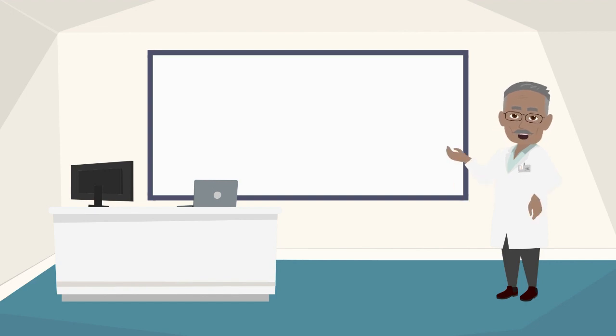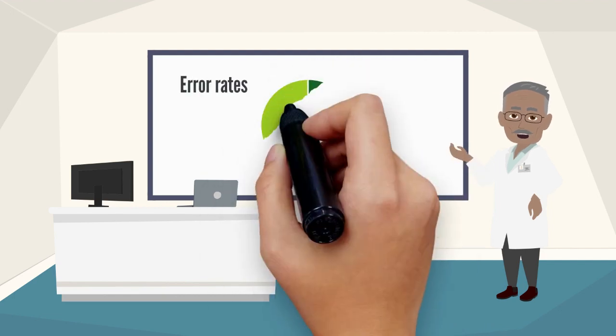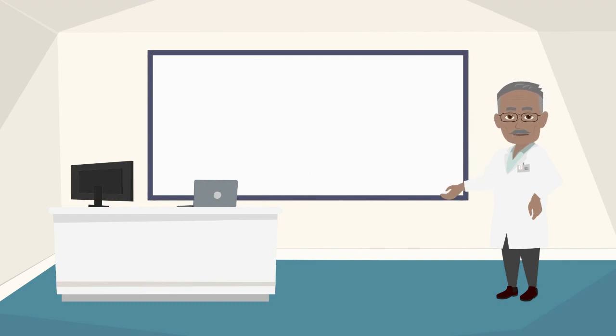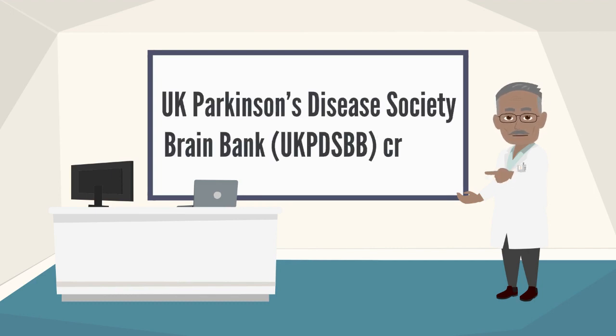Well, clinical diagnosis looks simple in cases with fully developed classic motor features. However, early in the disease, error rates for a clinical diagnosis can be as high as 24% even in specialized centers. Accuracy of a clinical diagnosis can be improved using standard clinical criteria, such as the UK Parkinson's Disease Society Brain Bank criteria. This is the most used diagnosis criteria since 1992.